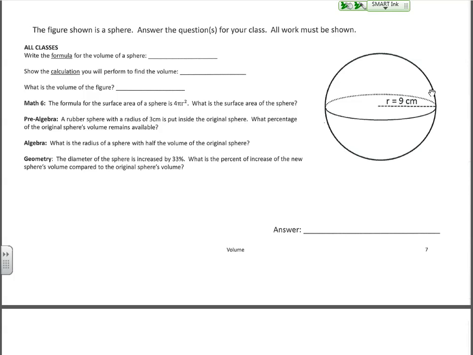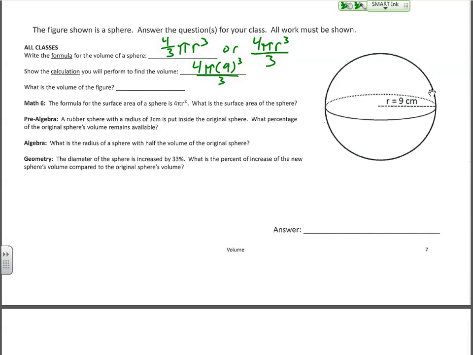So the formula for the volume of a sphere, kind of two ways you can write it: 4/3 pi r cubed, or you can use 4 pi r cubed divided by 3. Both formulas do the exact same thing. But notice that we are now cubing the radius rather than squaring it. So for this particular sphere, the calculation that we're going to use, and I'll use the second formula here, 4 pi times 9 cubed divided by 3. Okay, and that will give us the volume of the figure.